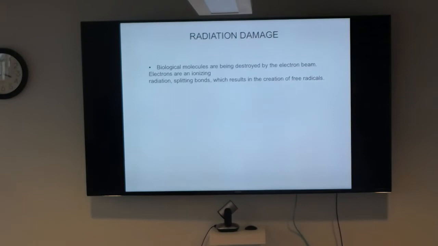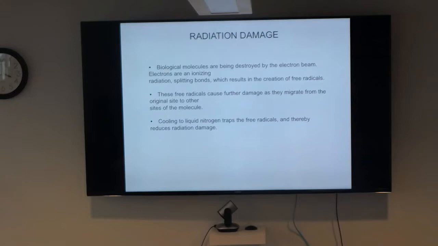So ionizing radiation splits bonds, and this results in the creation of free radicals. Free radicals are an important concept here. They cause further damage as they migrate from the original site to another site of the molecule or to other molecules, and so there is a whole cascade of events that produces further damage. So it's intuitive that one way of minimizing radiation damage is to keep the radicals from migrating. And that is done by low temperature. This is one of the useful things about low temperature. Cooling to liquid nitrogen traps the free radicals and reduces radiation damage.